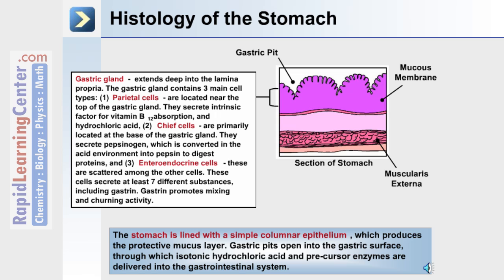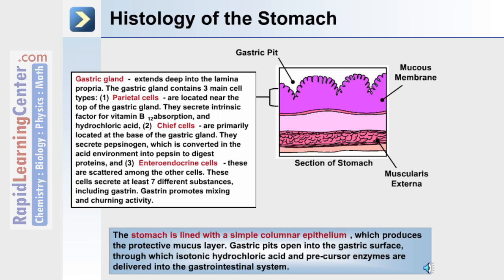The gastric gland extends deep into the lamina propria. The gastric gland contains three main cell types: parietal cells, chief cells, and enteroendocrine cells. The parietal cells are located near the top of the gland, and they secrete intrinsic factor for vitamin B12 absorption and hydrochloric acid. Chief cells are primarily located at the base of the gastric gland. They secrete pepsinogen, and this is converted in the acid environment into pepsin to digest proteins.